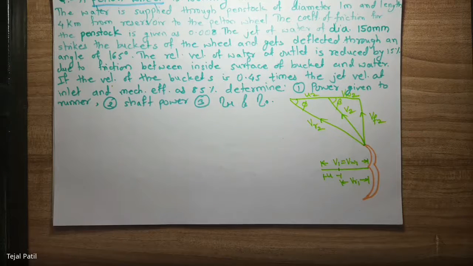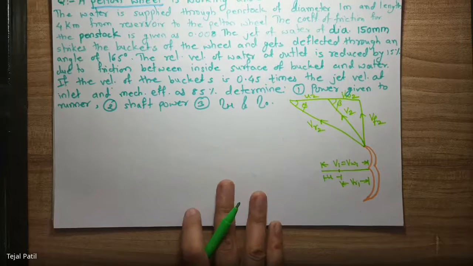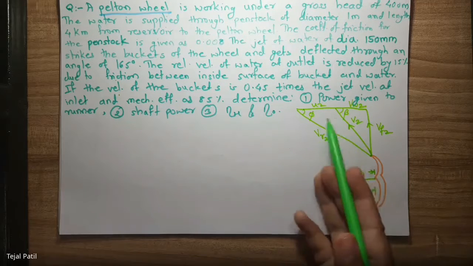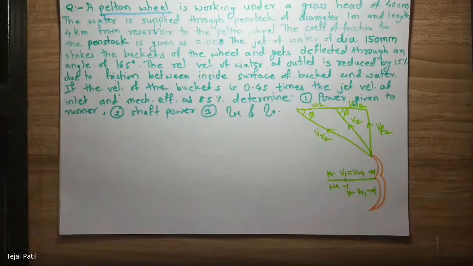As I said, whenever you get a numerical in front of you, whatever the velocity diagram is, you should always draw it. We don't know whether this diagram will be useful in this numerical or not, because sometimes without even solving this triangle, you can solve the numerical. But still, you should draw it. Okay. So let's continue with the numerical.